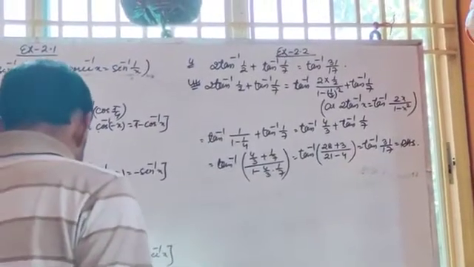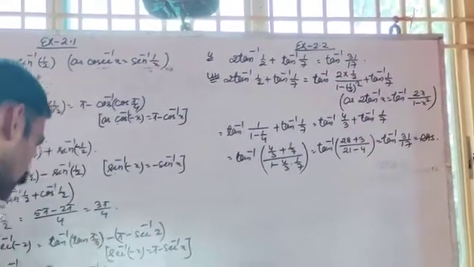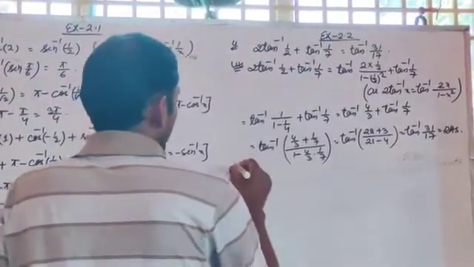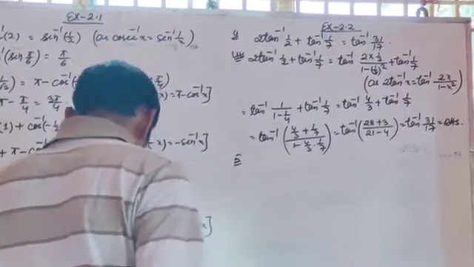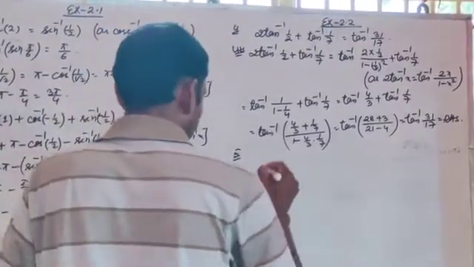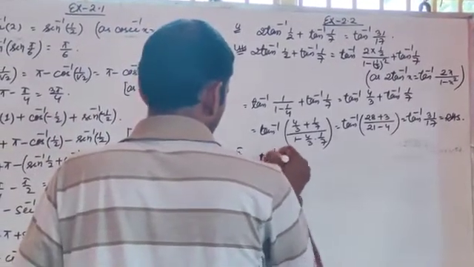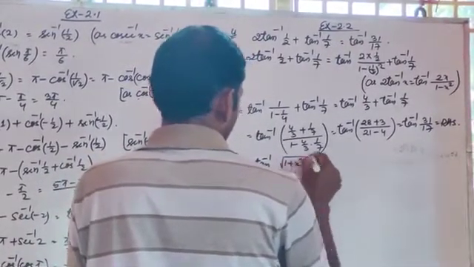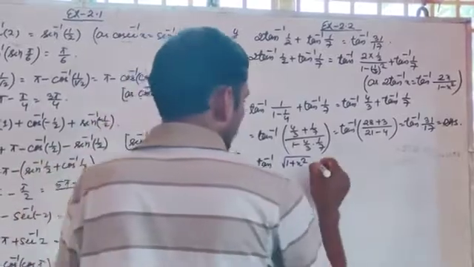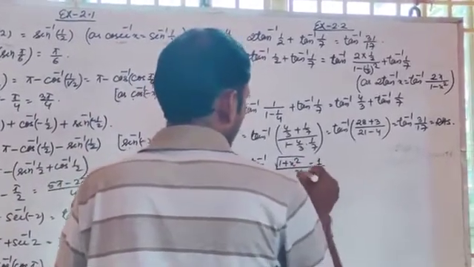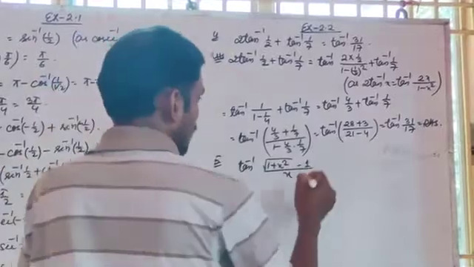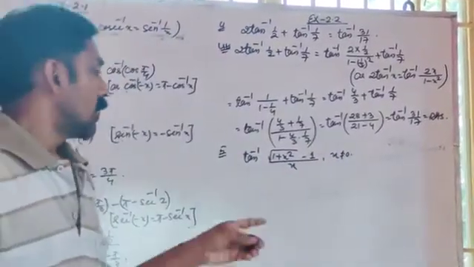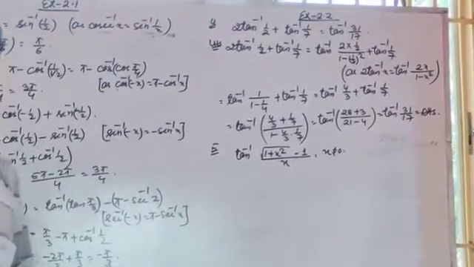Then next is: write the following function in the simplest form. Number 5. Tan inverse of root of 1 plus x square, minus 1, by x. So now we have to simplify it.